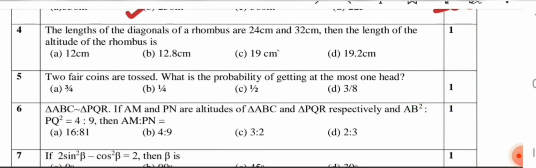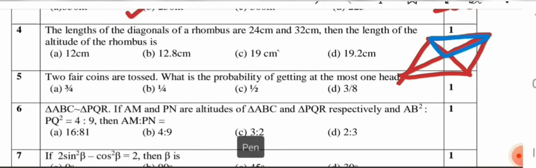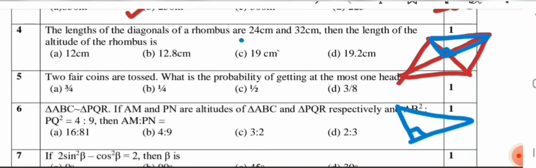So let us take one of the triangles. If I just assume this triangle, this angle will be a right angle. And I am going to draw it separately here. We know the lengths of the diagonals are 24 and 32. So this is half of the length, so it will be 12, and this can be taken as 16. That is half the length of the diagonals.